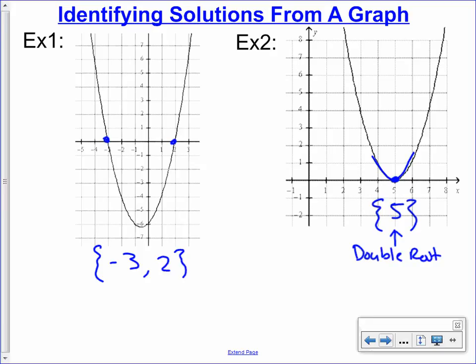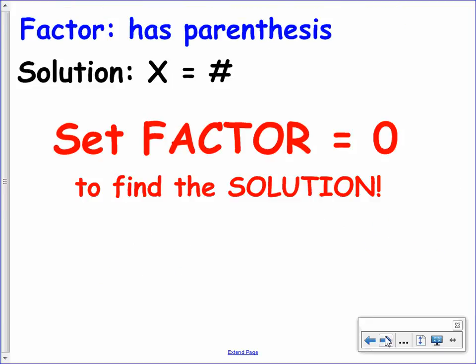Okay, so let's talk about solving them. Remember that a factor is split up. It's multiplication of two expressions, so it has parentheses. The solution for x is the number you get when you set the factors to 0.